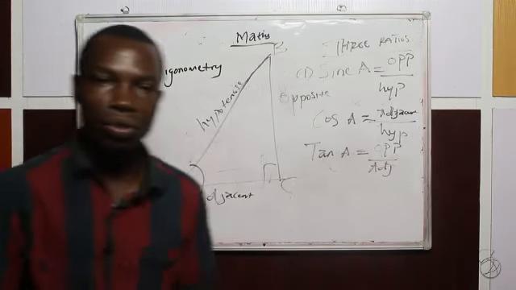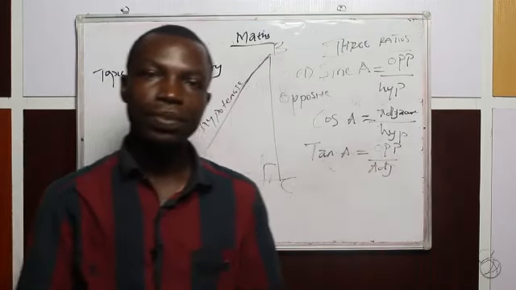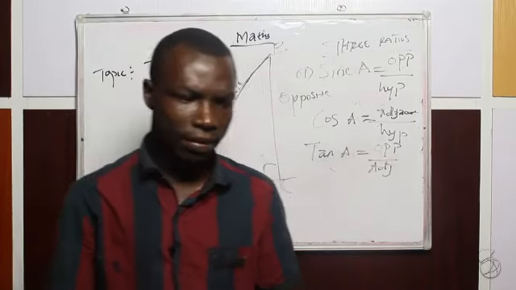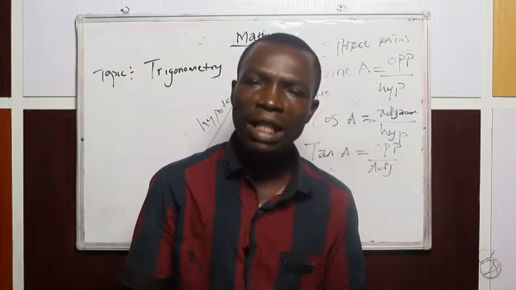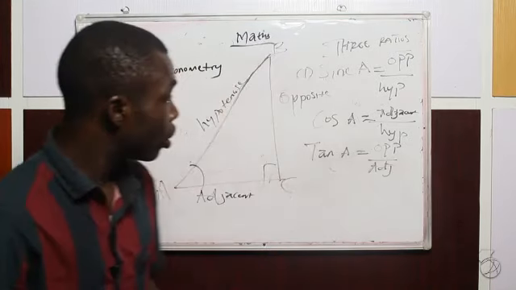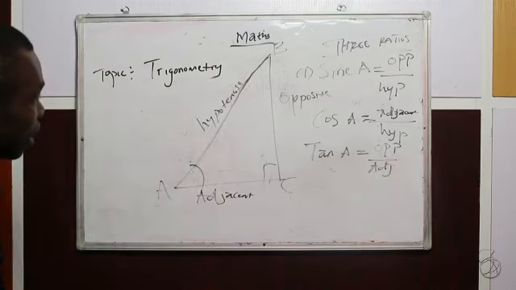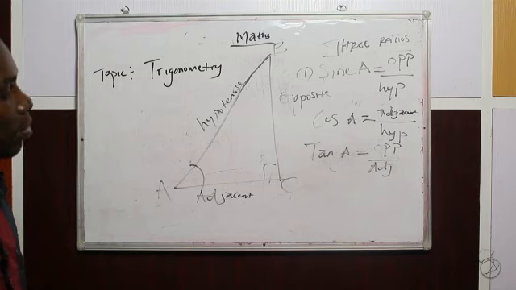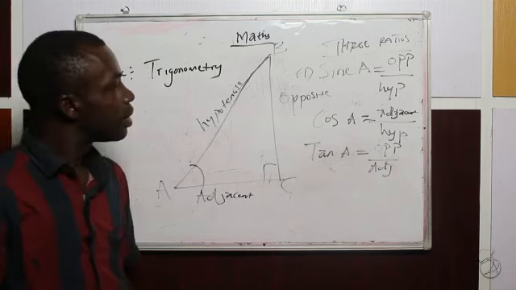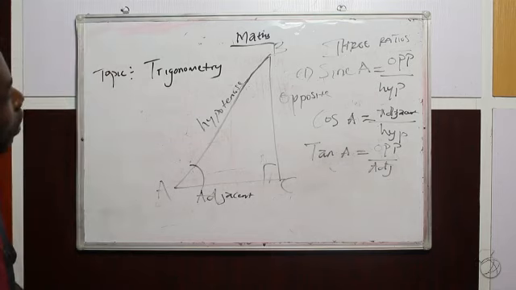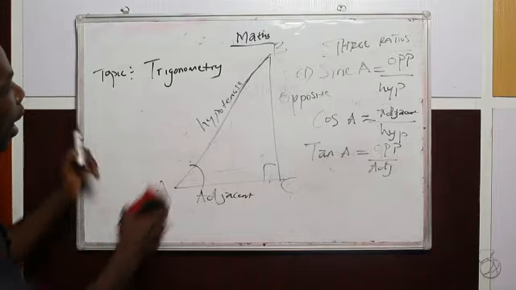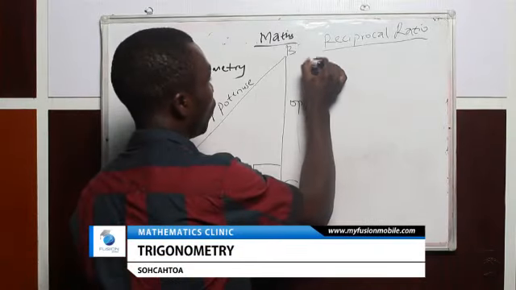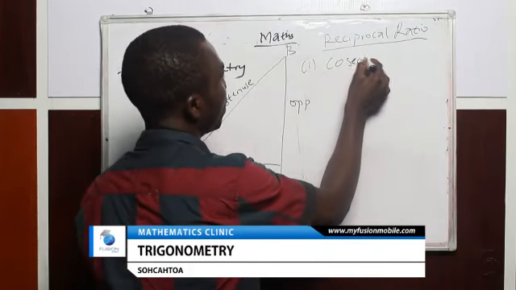These are the three ratios that we consider in a triangle when we are doing their measurement. There are other reciprocal ratios to be considered. If you look at this triangle, we can consider the reciprocal of sine A. This reciprocal ratio is what is called cosecant A.